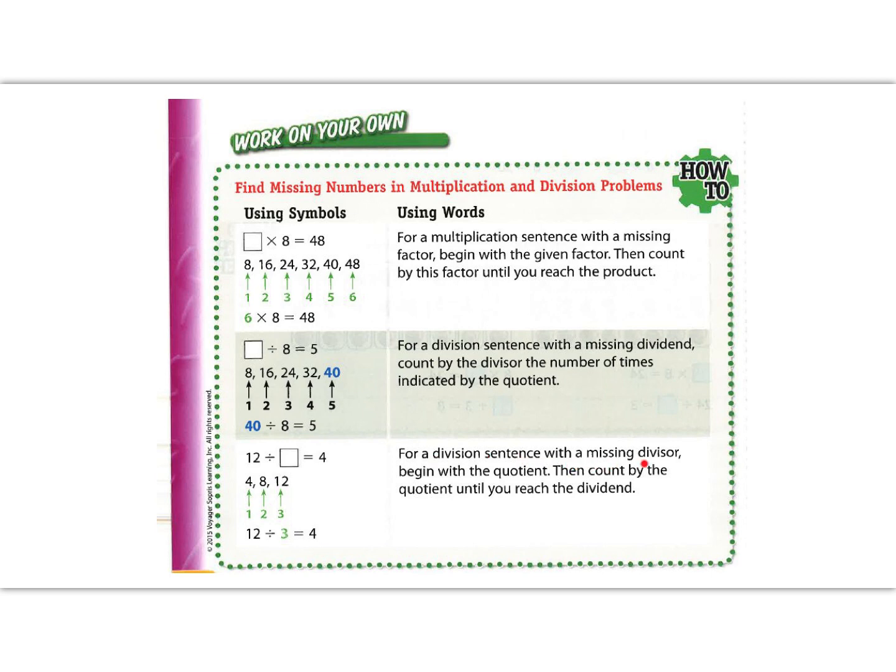For a division sentence with missing divisor, begin with the quotient, then count by the quotient until you reach the dividend. So here we have 4, 8, 12. Here's the quotient, the answer. So when you go by that, then you can see that you did it 3 times. 12 divided by 3 is 4.